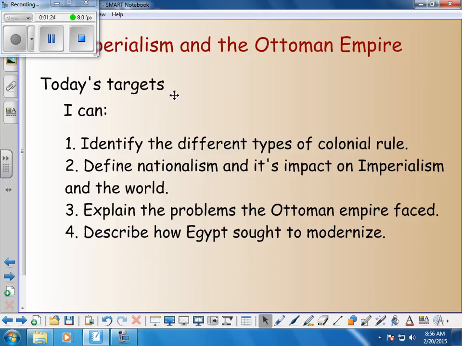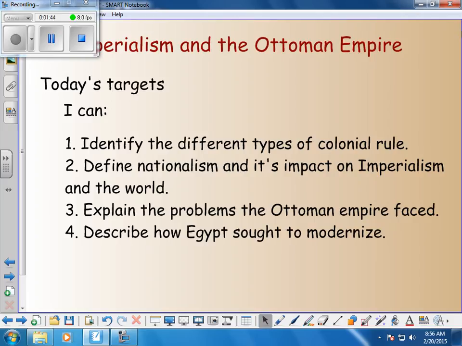Okay, so imperialism and the Ottoman Empire. Here are our targets for today. We're going to identify the different types of colonial rule. We're going to define nationalism and its impact on imperialism and the world. We're going to explain the problems the Ottoman Empire faced. And then we're also going to describe how Egypt sought to modernize.